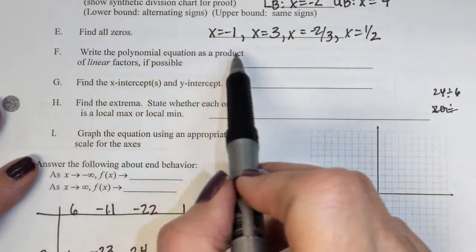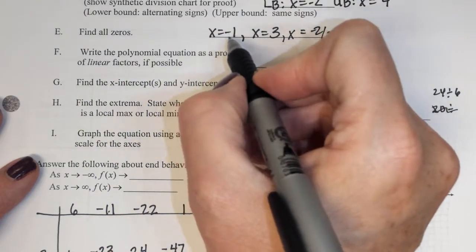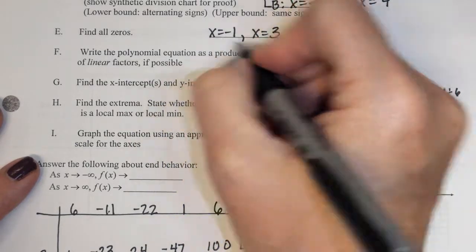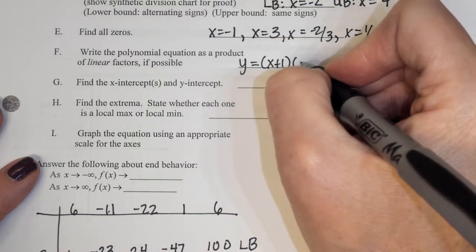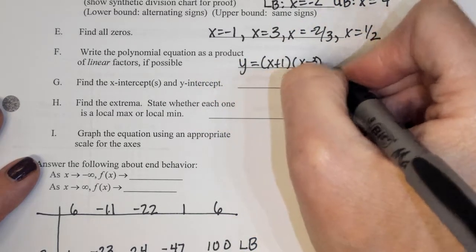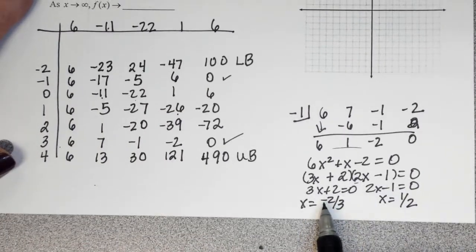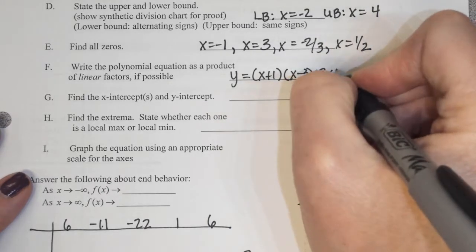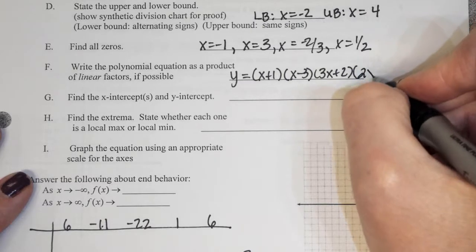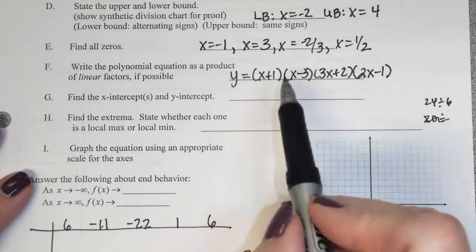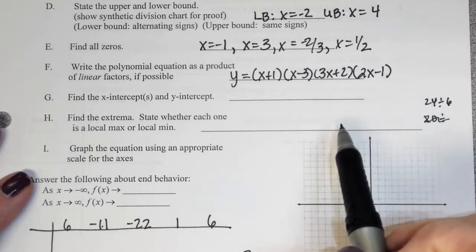Write the polynomial equation as a product of linear factors when possible. Okay, so what was this as a factor? X plus 1. What was this as a factor? Good. Do you remember what this one was as a factor down here? And what was this one as a factor? Okay, so now these are linear factors because they're x to the first. That's how we know they're linear factors.